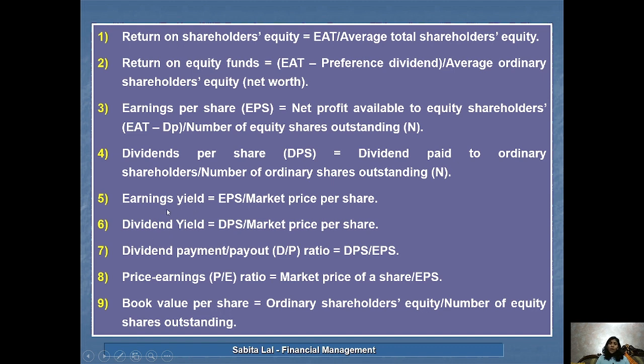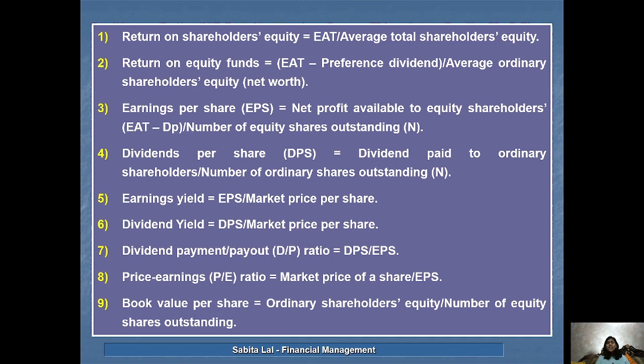Then if I have to calculate earning yield, that is EPS by market price per share, that is MPS. Then dividend yield, DPS by MPS. DP ratio, that is very important, DPS by EPS. PE ratio, that is MPS by EPS, market price per share. And book value per share, ordinary shareholders' equity divided by number of shares outstanding. These nine formulas are very important if you want to invest in the share market, and if you want to know the company's growth, you have to go through it in this way.